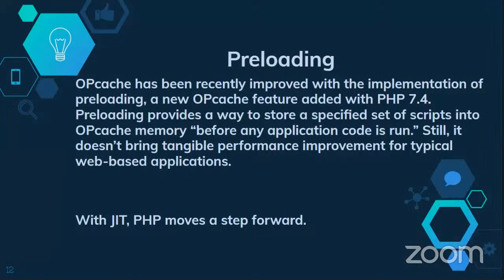Then we have the preloading. The OP cache has been recently improved with the implementation of preloading, a new OP cache feature added with PHP 7.4. Preloading provides a way to store a specific set of scripts into OP cache memory before any application code is run. Still, it doesn't bring up the performance improvement for typical web-based applications. These are part of the reason why they had to move from OP cache to the just-in-time compiler. With JIT, PHP moves a step forward.